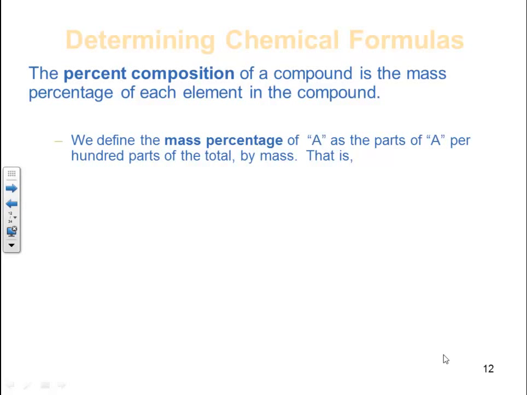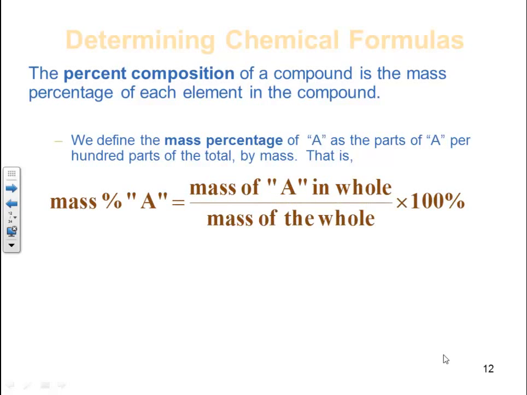Let's talk about how to determine the chemical formula. The percent composition of a compound is the mass percentage of each element in the compound. We define the mass percentage of, say, A as the parts of A per 100 parts of the total by mass. That is, mass percent of A is equal to the mass of A in the whole divided by the mass of the whole times 100%. So basically this is the fraction of the sample that consists of A.